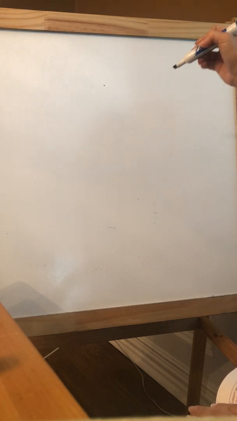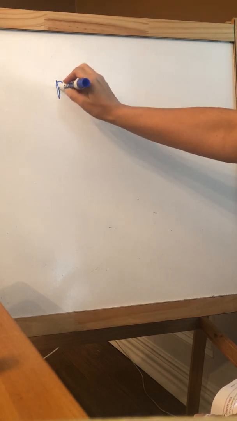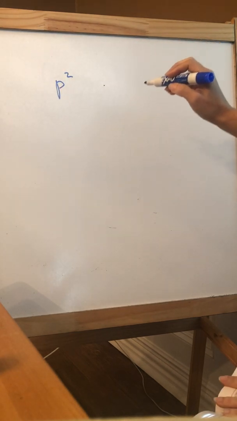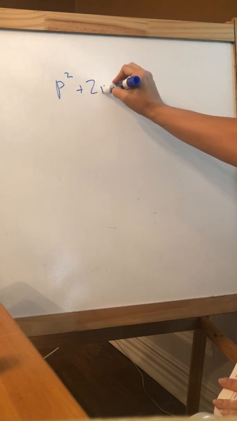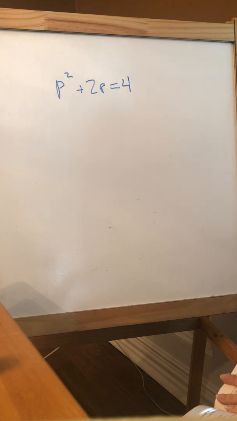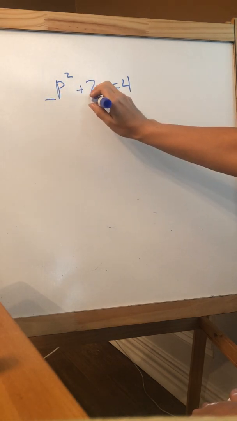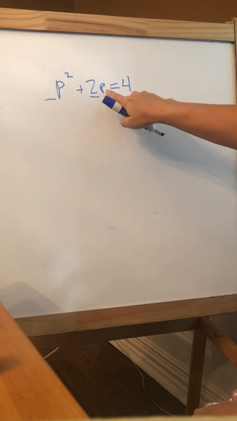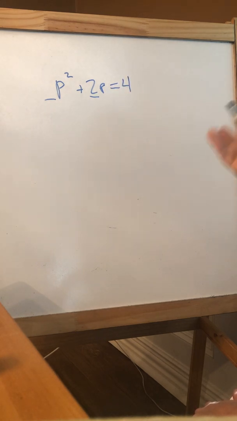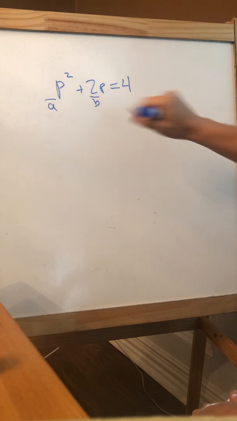Okay, so we're going to solve by completing the square. On example 5, we have p squared plus 2p equals 4. To complete the square, the first thing you're going to do is label what's your A and your B. You don't have a C value here, but we need a C value. This would be your A and this would be your B, and you're missing that C value.